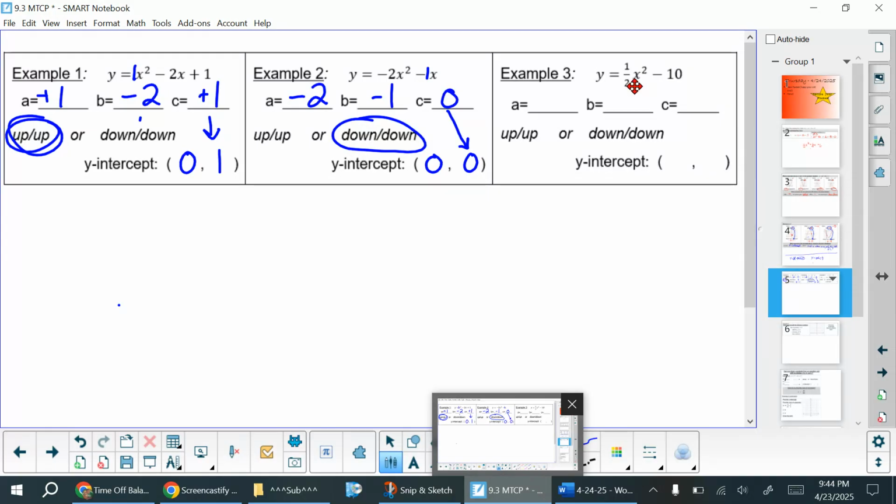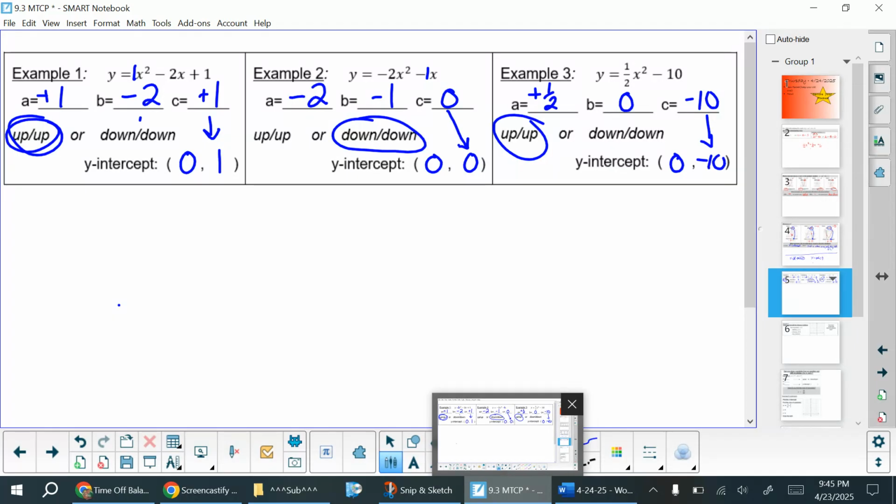Then on example 3, we've got 1/2 x squared, so 1/2 is my a value. There is no x term. This is x squared, not x. So there is no just x term on its own, which means b is 0. And then my c value is the number by itself, which is that negative 10. Don't forget the negative sign. When I look at up, up, or down, down, a is a positive number, 1/2, so up, up. And my y-intercept is going to be 0, comma, negative 10, because the c value is negative 10.